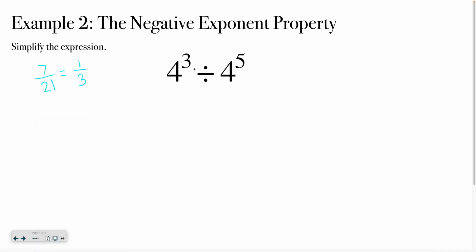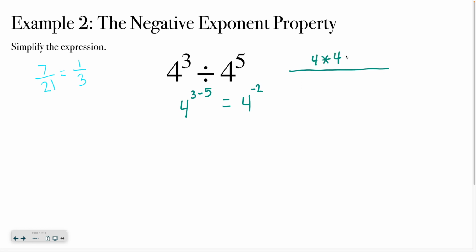So 4 to the 3rd divided by 4 to the 5th. So if we were to write that out, just like I had said earlier in this video, remember division means you subtract your exponents. So I would have 4 to the 3 minus 5 is a -2. And you'll notice we have a negative exponent and we haven't had that before. So let's talk about what does that actually look like and what do we do when that happens. So let's draw a little picture.